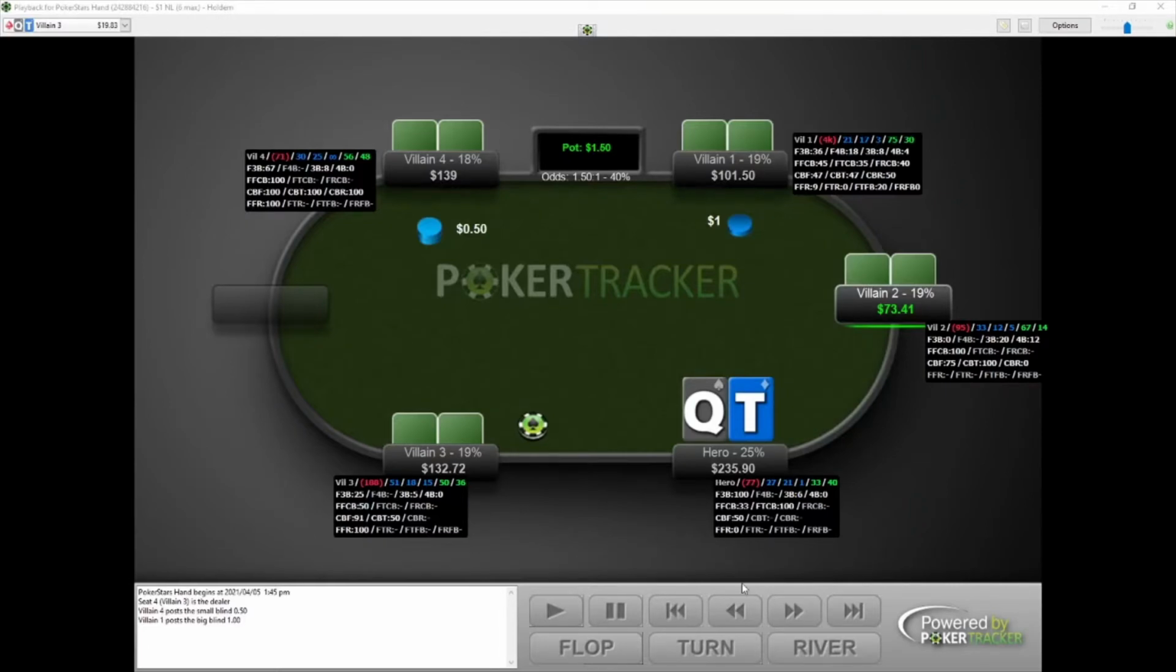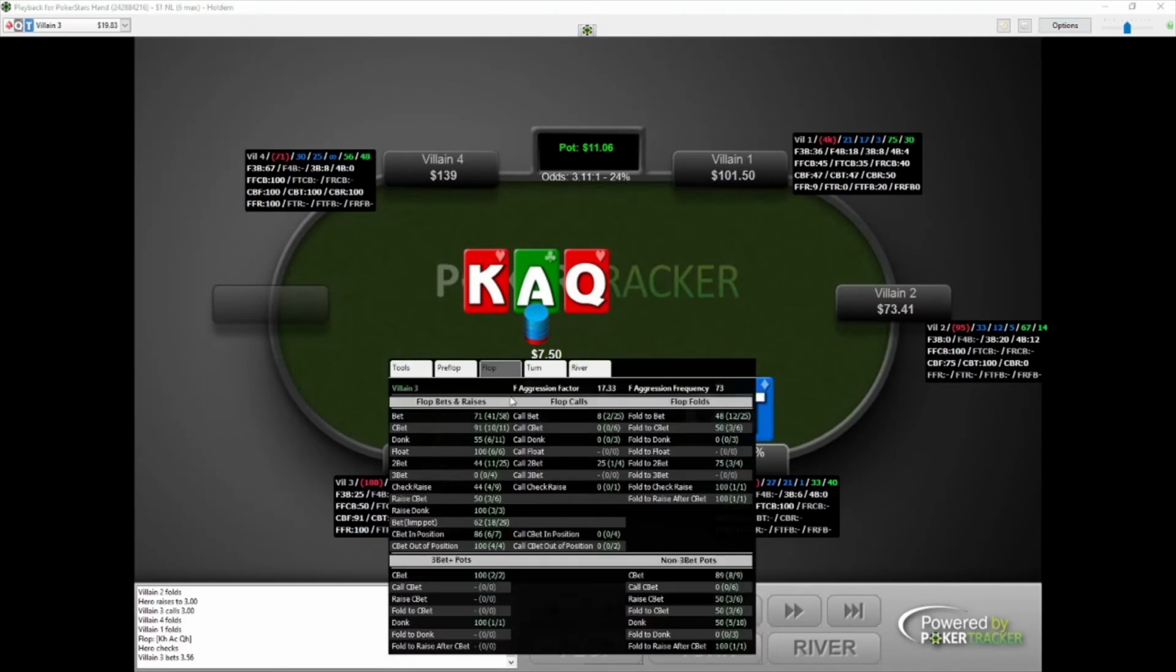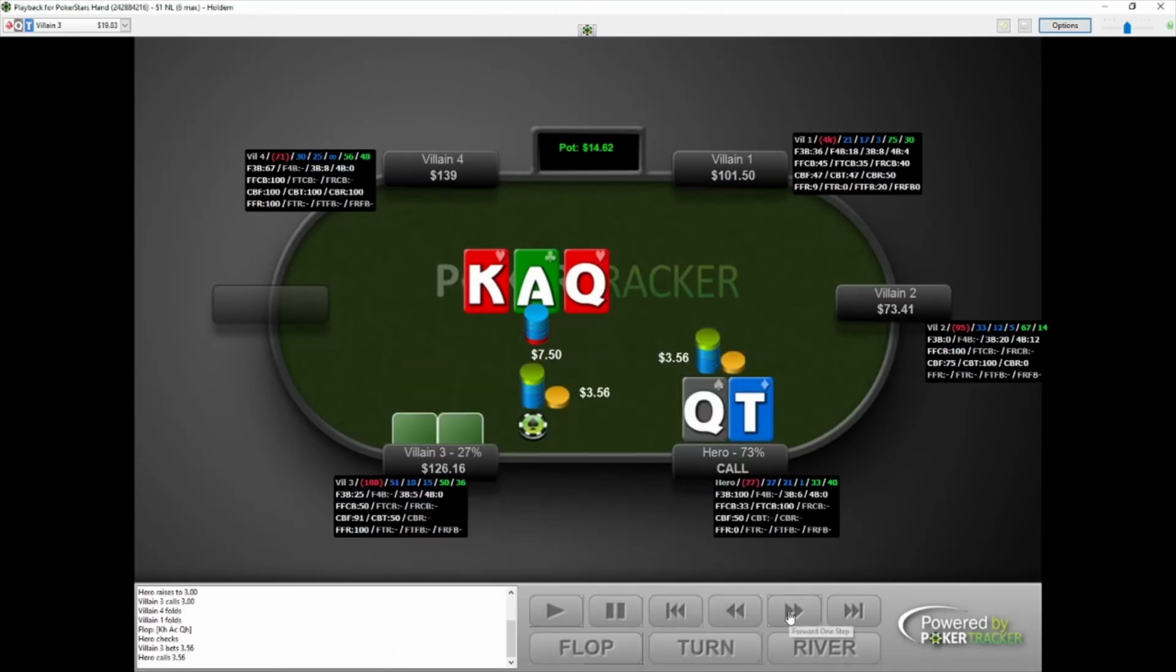In this example, we have Queen-10 offsuit in the cutoff, and we make a standard open raise. An absolute maniac, a 51-18-15 villain, decides to call us on the button, and we see a flop. Checking to the villain, letting him kind of hang himself, he decides to bet out. He's going to be betting the flop 71% of the time. We definitely have to call with third pair.